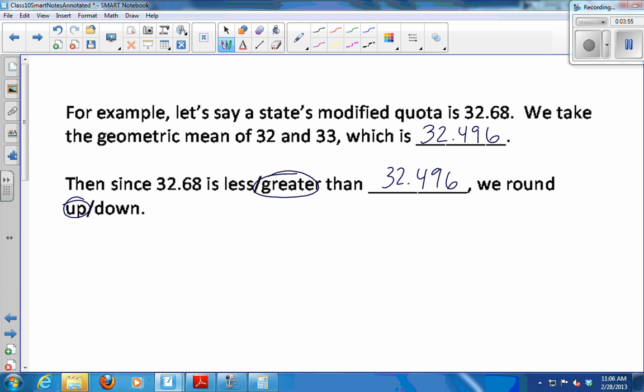It's similar to Webster's in that, although we never really think of it this way, when you do standard rounding, you're taking the arithmetic mean of 32 and 33 and using that as your cutoff, because 32 plus 33 over 2 is 32.5. Now instead of doing the arithmetic mean as the cutoff, we're going to do the geometric mean. Above it, round up. Below it, round down.